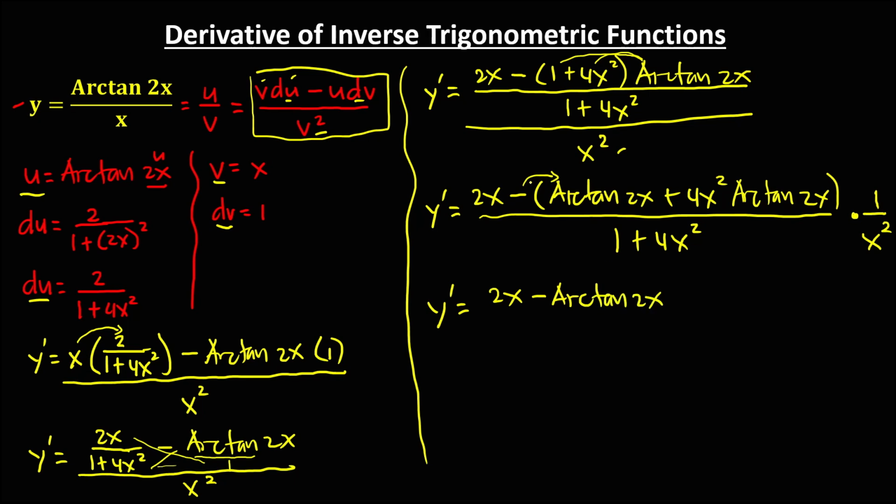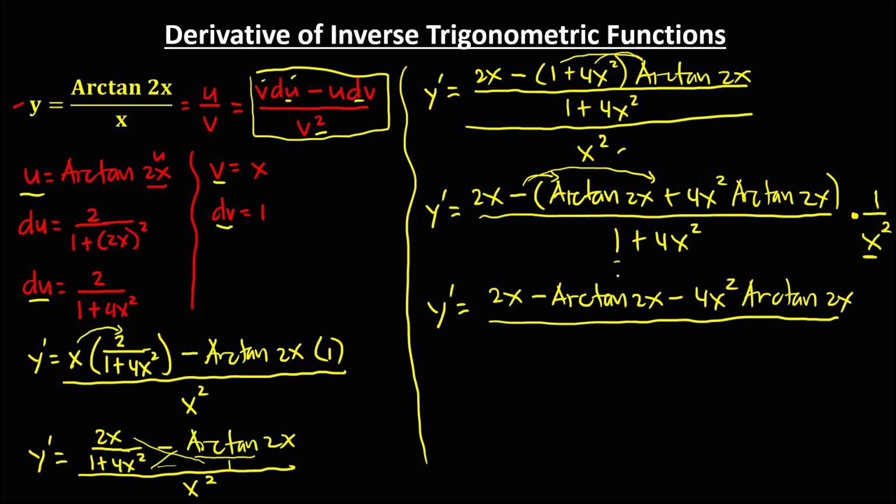Then y prime equals 2x, then distribute this negative, so negative arctan 2x, and negative 4x squared arctan 2x, all over. Distribute this x squared: x squared times 1 is x squared, plus x squared times 4x squared, which is 4x to the power 4. So this is now the derivative.